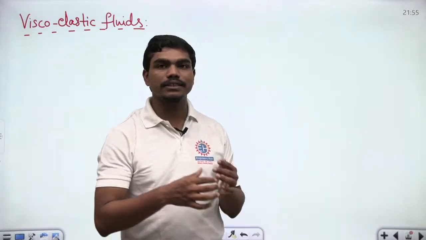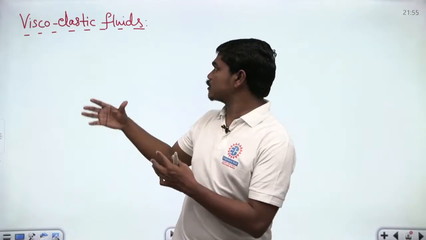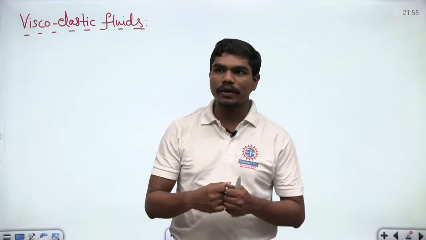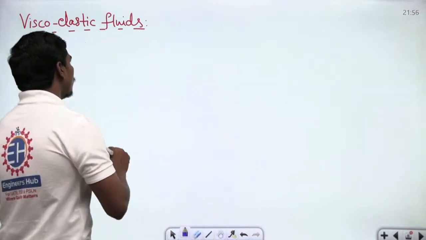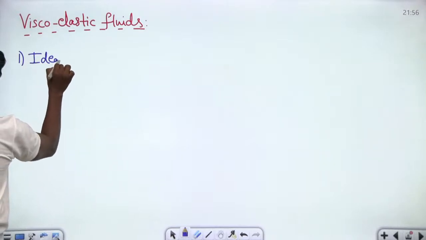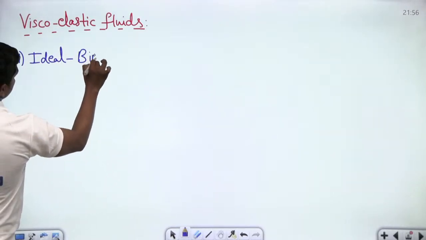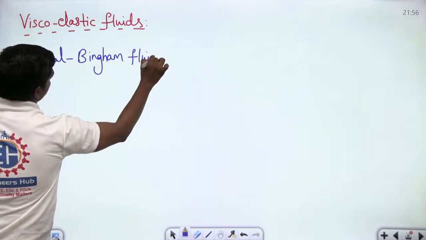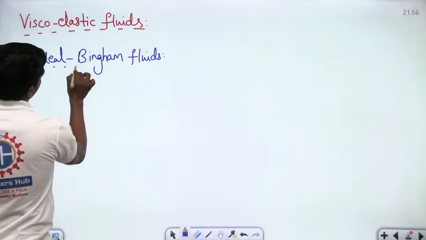So those fluids which are in such a situation are called viscoelastic fluids. And in viscoelastic fluids, there are again categories. What are they? First of all, let us talk about ideal Bingham fluids.